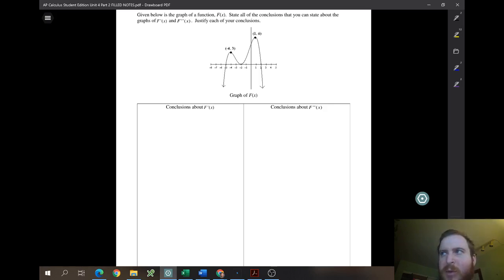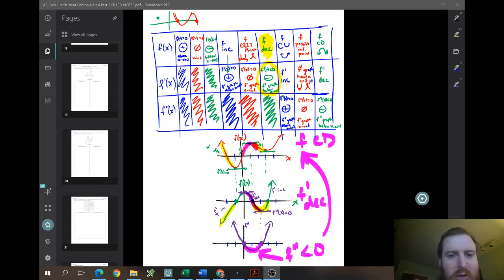a couple days ago, maybe yesterday, that looked like this. So this table is where we were making those connections between, hey, what do we know from f of x to f double prime of x, what connections can we make? That's something we really want to be thinking about.